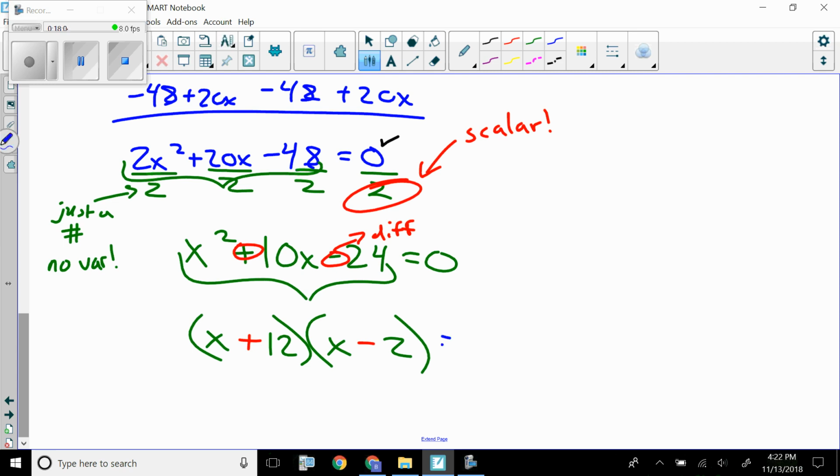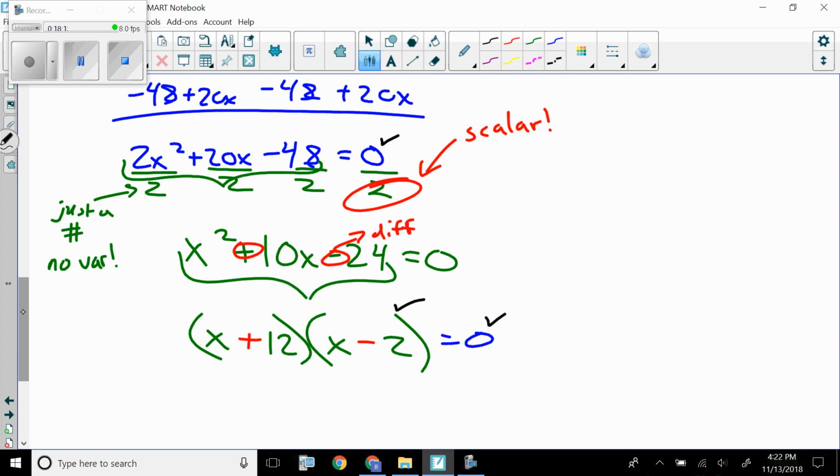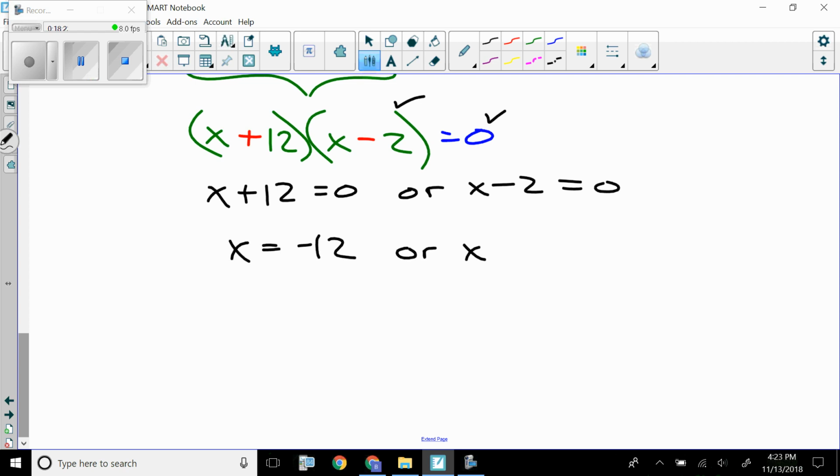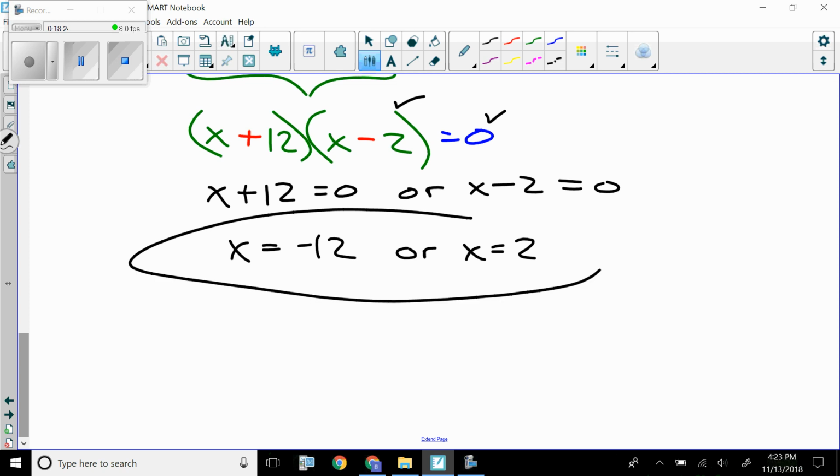I got my 0 over here. Now, not only do I have my 0, but finally I have my product, which means I'm allowed to use the property. That's x plus 12 equals 0, or x minus 2 equals 0. And I get x equals negative 12, or x equals 2. And that completes the video for 6.1.